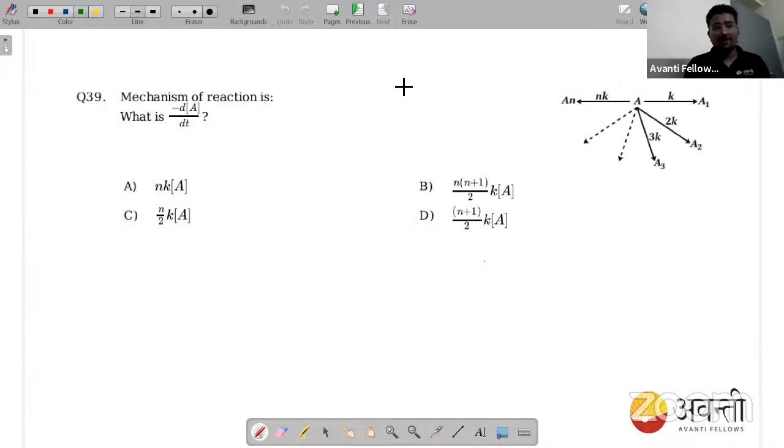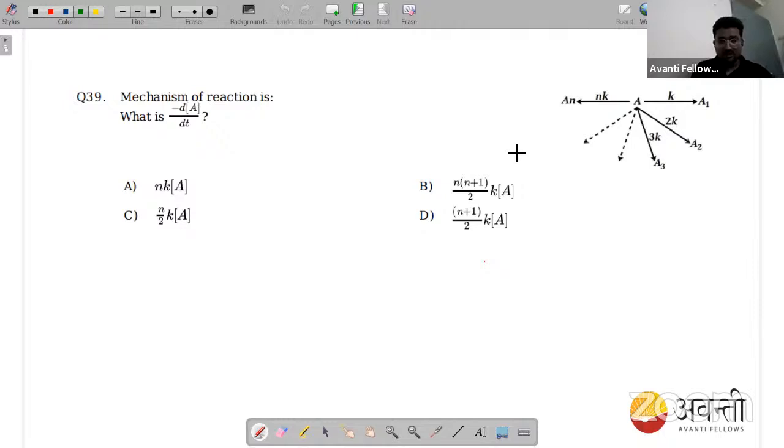Now coming to our next question, or last question. That also depends upon the parallel reaction. Here we can clearly see that A is producing different types of products, A1, A2, A3 up to AN, with different rate constants also. For A1 it is K, for A2 it is 2K, for A3 it is 3K. So we have been given a parallel reaction, and we have to calculate minus dA by dt.